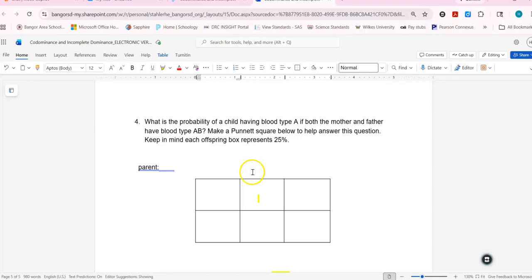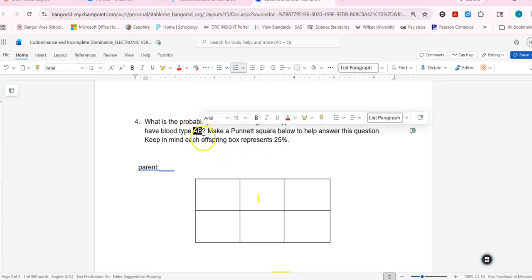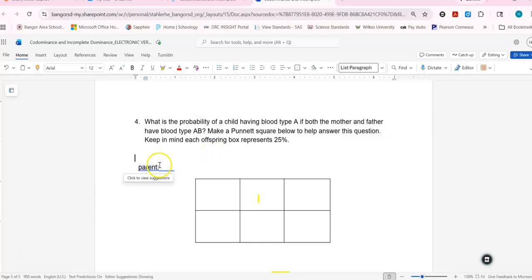For number 4, this one's asking about what's the probability of a child having blood type A if both mom and dad have blood type AB. Now, with the AB blood type, that means their one allele's A, their other allele's B. It's almost like they have a codominant relationship here. So, and yeah, I don't know why parent is all the way over there. Just put that there. Like, hey, parent, down here.